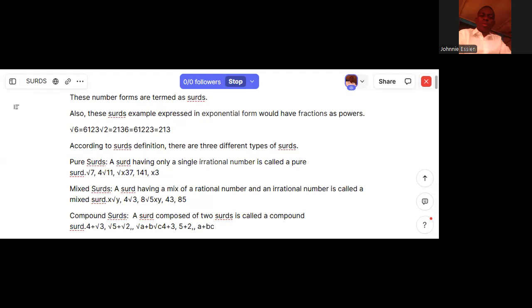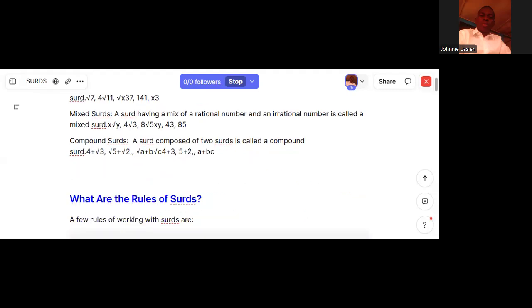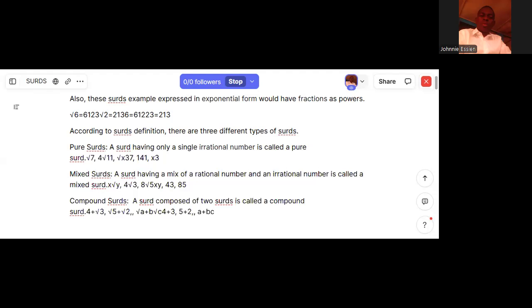Types of surds, we have the pure surds, the mixed surds, and compound surds. The pure surd: a surd having only a single irrational number is called a pure surd. For instance, root 7 is a pure surd, root 11, root 3 is a pure surd.